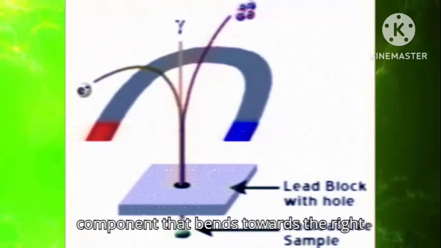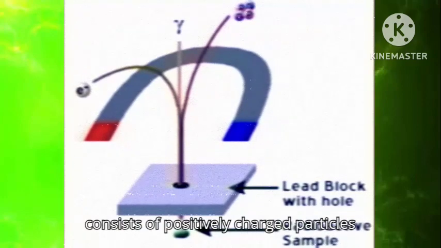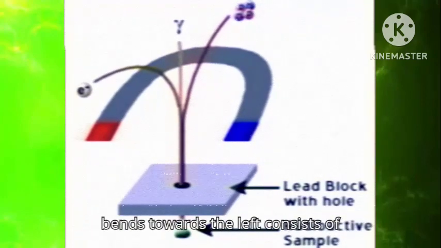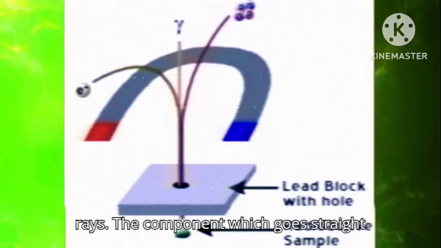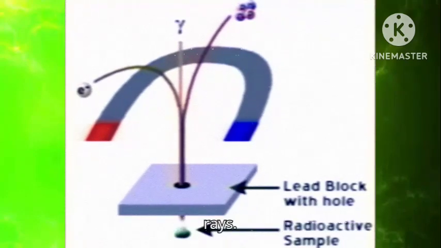The component that bends towards the right consists of positively charged particles called alpha rays, and the component that bends towards the left consists of negatively charged particles called beta rays. The component which goes straight consists of neutral photons called gamma rays.